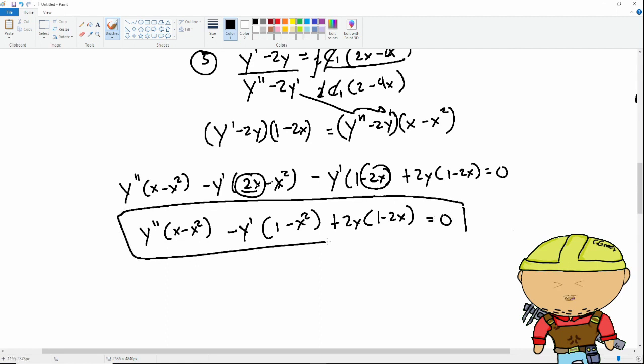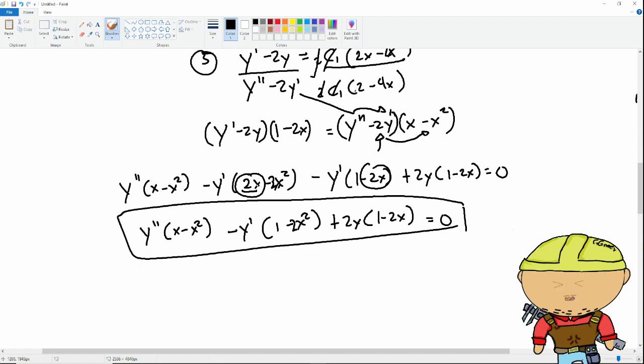This is now our final answer. Okay, is that 1 minus x squared times 2x? I think that's 1 minus 2x squared, because we multiplied this by 2. So this is supposed to be 2.